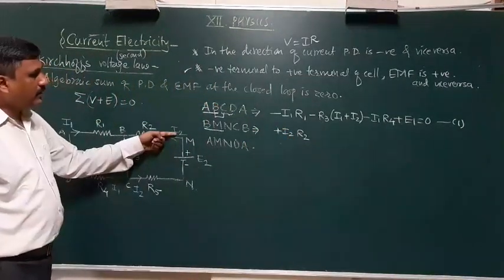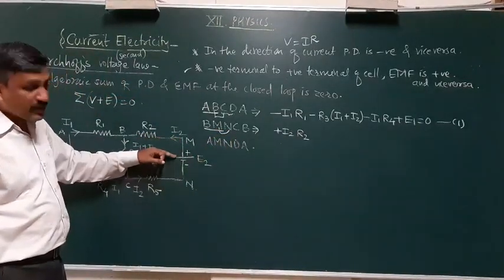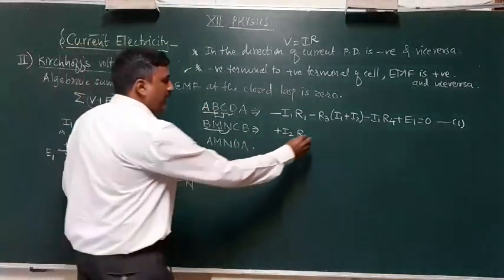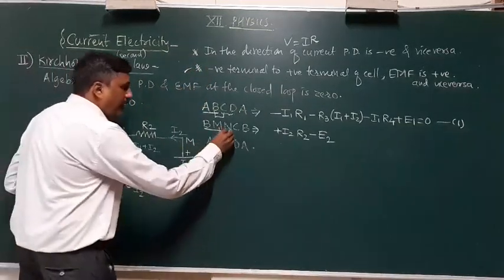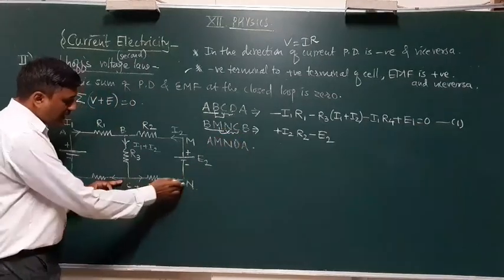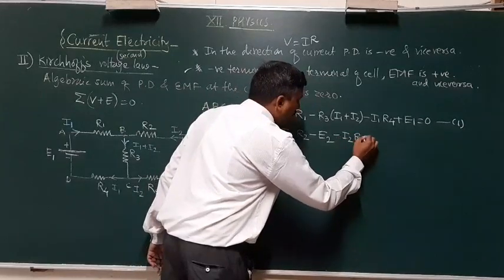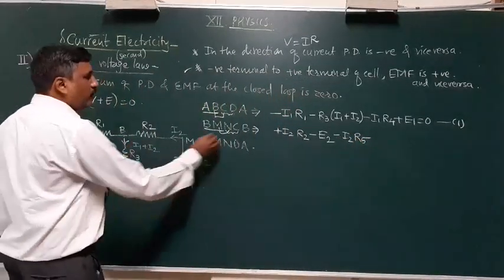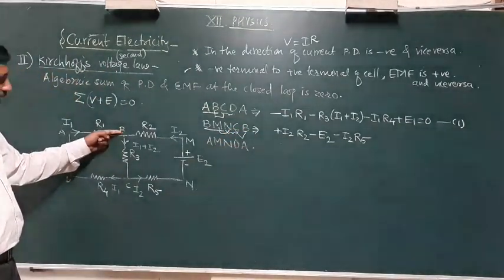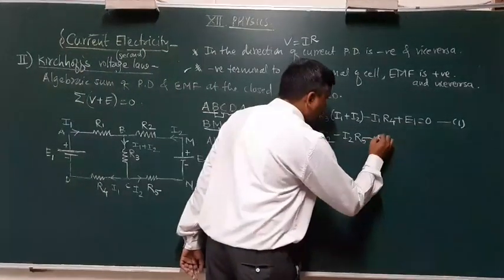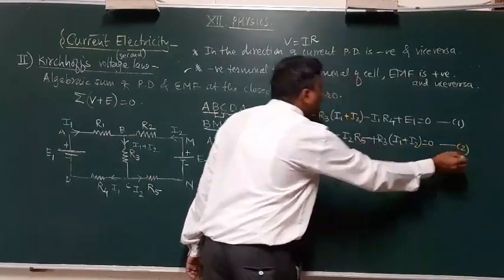Then M to N. We are tracing M to N. Means first positive terminal, then negative. So my E2 is negative. Then N to C. Opposite to direction of current. So it becomes minus I2 R5. Then C to B. This is the last one. C to B is opposite to direction of current. So R3, it is a plus. R3 in bracket I1 plus I2 equals 0.